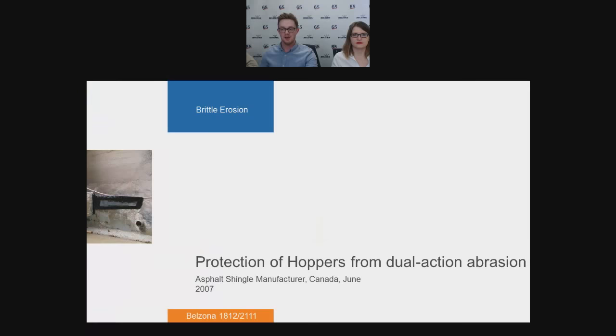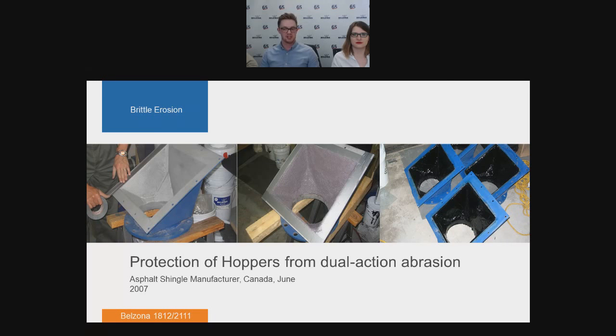And again, going down the more severe route, this was kind of a dual action. This was brittle erosion and ductile erosion abrasion as well. This was a manufacturer in Canada. They made asphalt shingles. And basically these hoppers take the asphalt shingles, which are probably less than a millimeter in diameter, so really, really tiny particles. And they found that the hoppers just couldn't cope with the service.